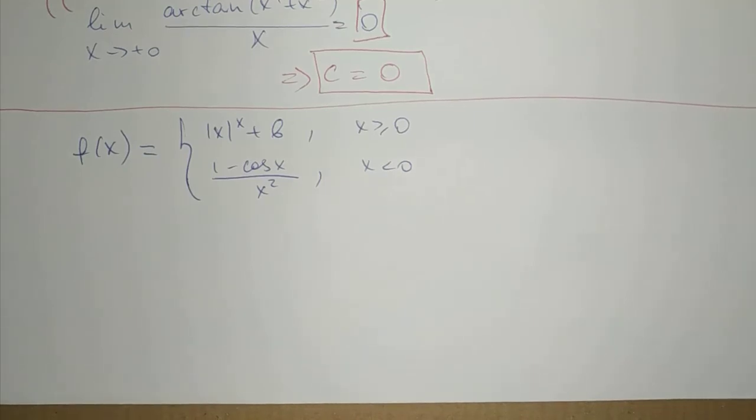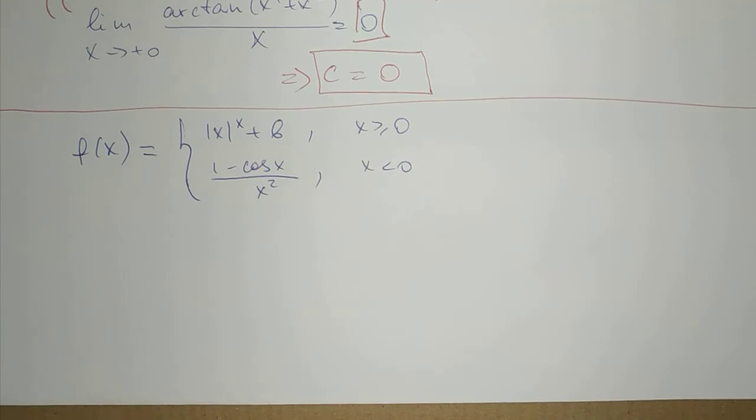The next example: find b so that the function is a continuous function. This is the same as the previous one, so again we need to find the one-sided limits and equate these two one-sided limits to each other, to get a value of the unknown parameter. Here it is b. If both side limits exist and are equal, this is a continuous function.